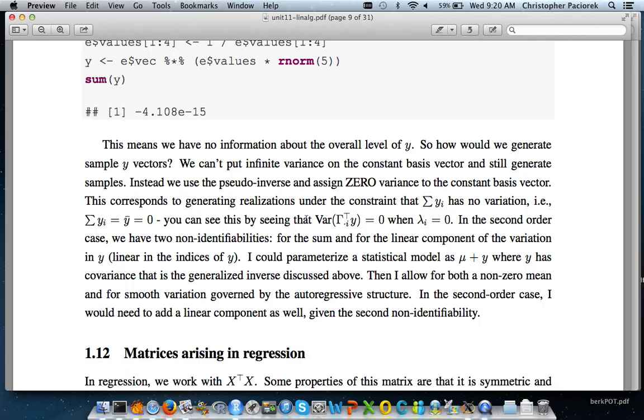So the idea is you could still introduce a mean if you wanted to, but the way that you would think about this model is that you'd be generating y normal 0 with this covariance, and then you could add in the mean if you wanted to. Other questions?